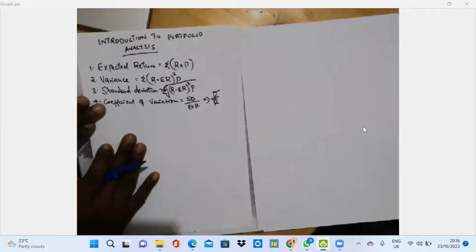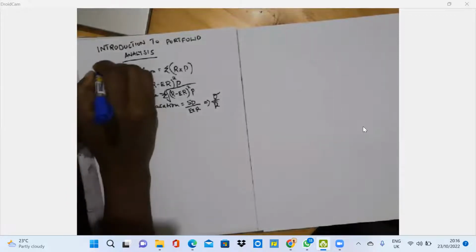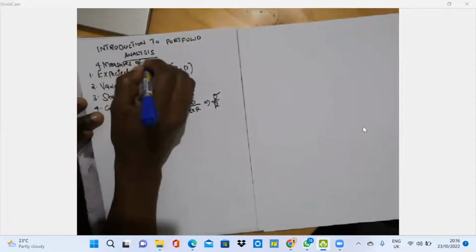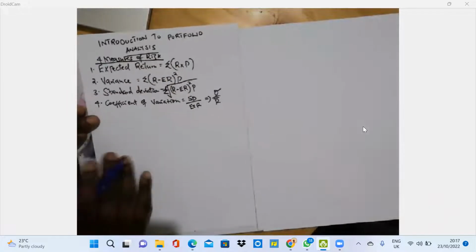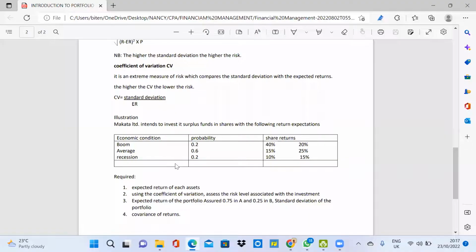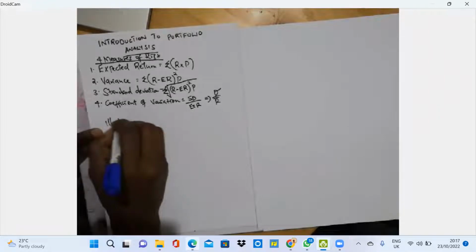So these are the four measures of risk. To do our illustration, we are required to first calculate the expected return of each asset. So we have economic condition and probabilities. So this is the illustration.